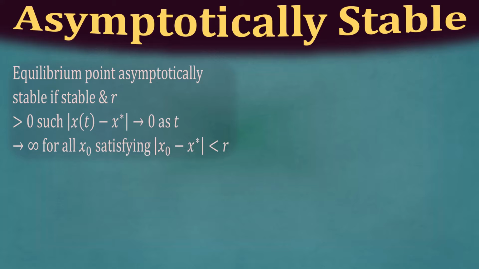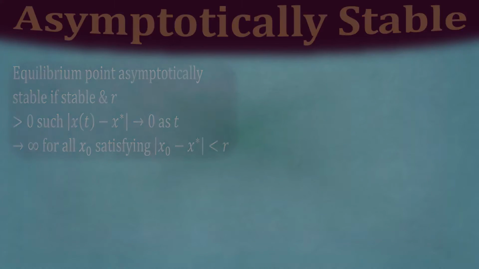Then let's define asymptotically stable. An equilibrium point is said to be asymptotically stable if it's stable and there is some r greater than 0 such that the modulus of x of t minus x star tends to 0 as t approaches infinity for all x0 satisfying modulus of x0 minus x star is less than r.